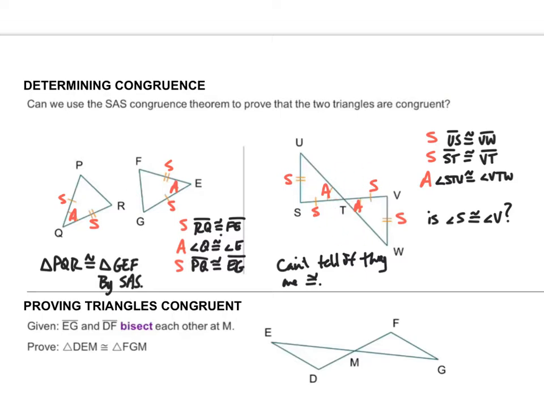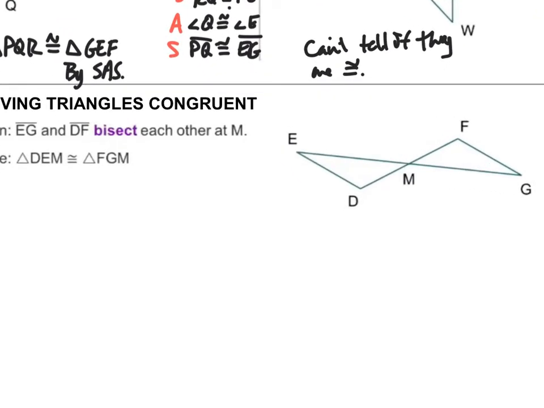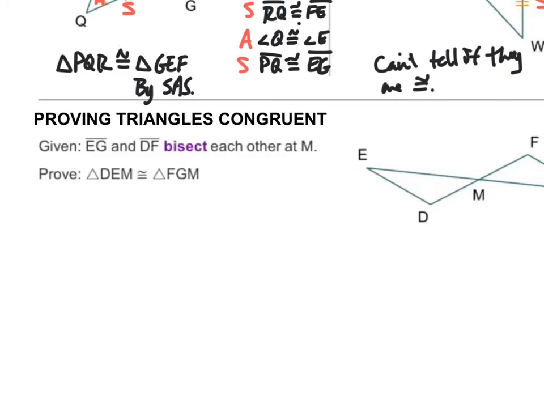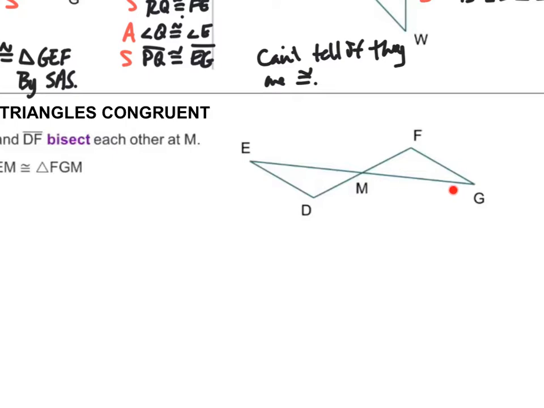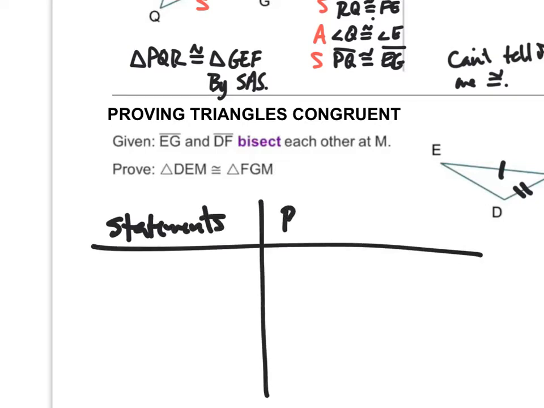Okay. So hopefully you see the difference between this scenario and this scenario. That's the idea. All right, so let's do a proof. What I know is that EG and DF bisect each other at M. So that means that these segments are congruent and these segments are congruent. So let's write a two-column proof here. Here are my statements, and then our reasons.